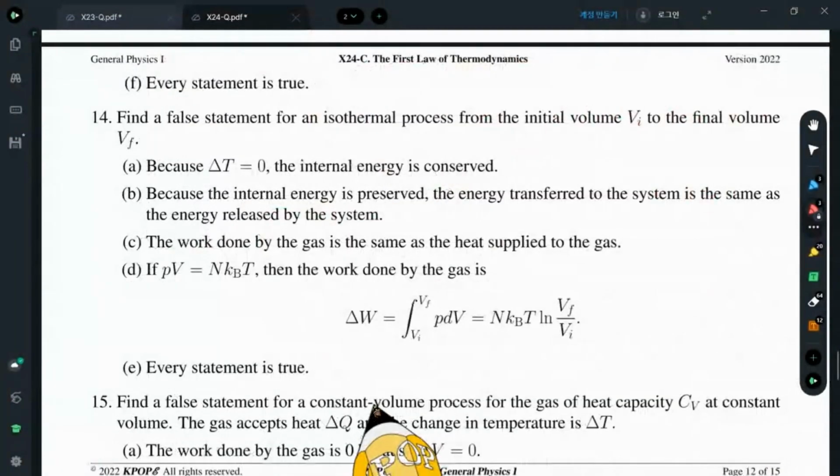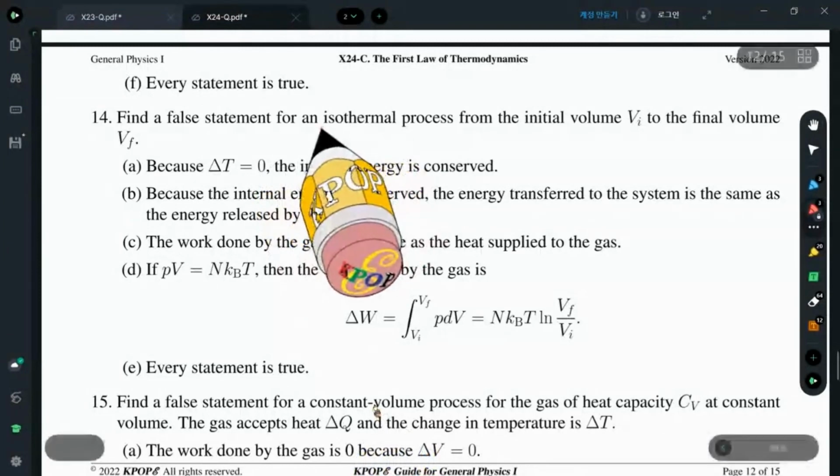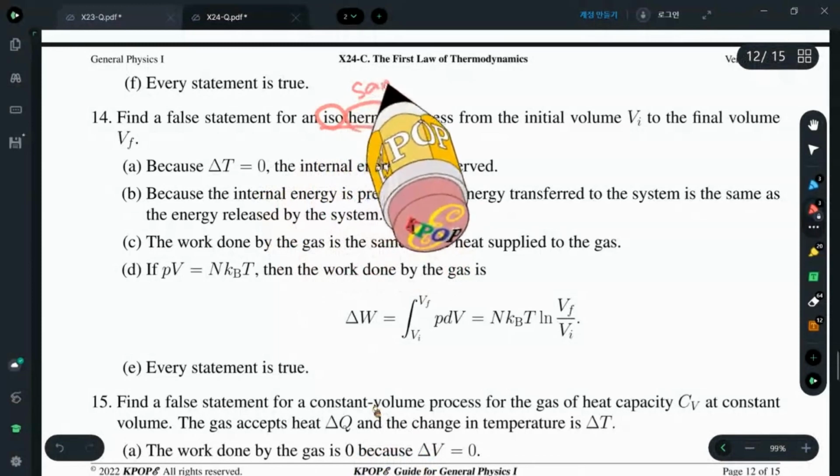Number 14, find the false statement for an isothermal, same temperature, process.